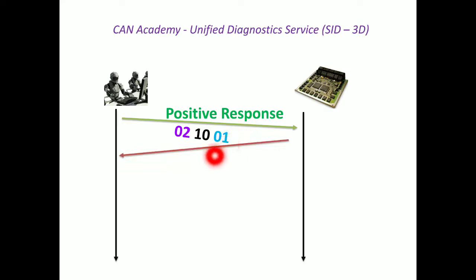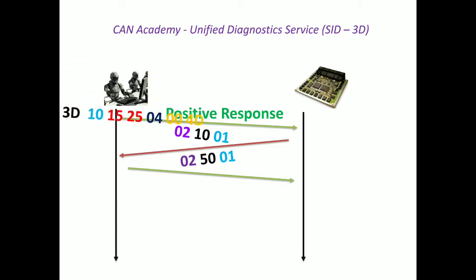I guess everyone is familiar with these things because it's one of the basic things we have been discussing so far. So 2 bytes: 10 is the service ID of diagnostic session control, and 01 is the subfunction for the default session. And we are getting the response also. The response is again 2 bytes, with 40 added.